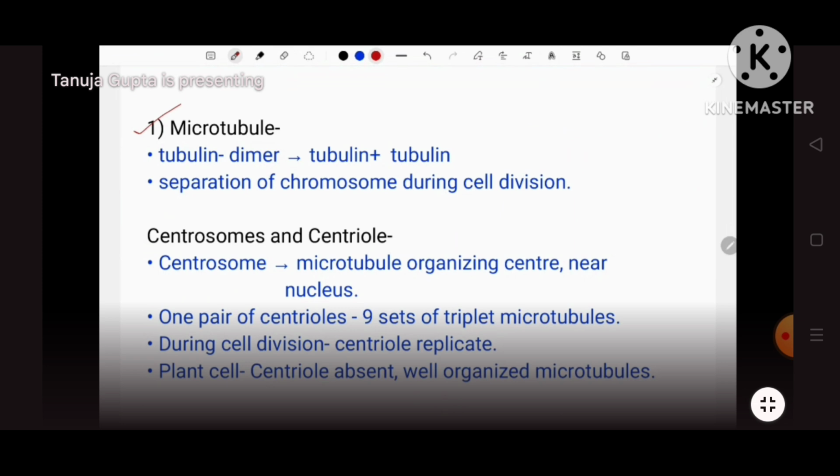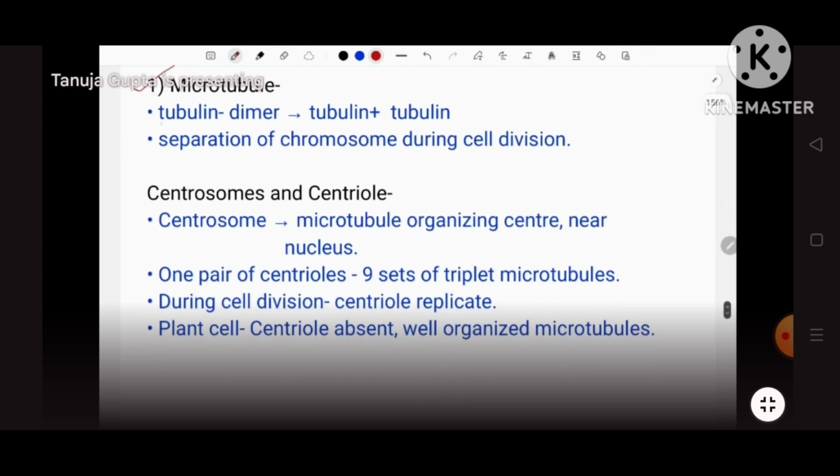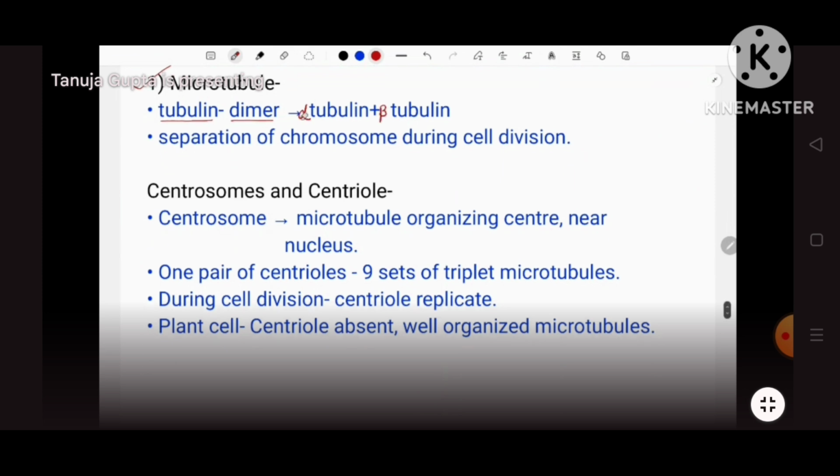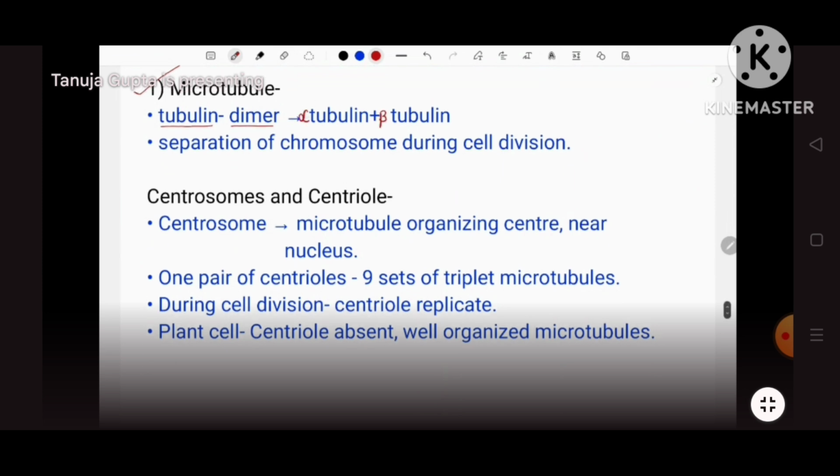So let's take microtubule in detail again. As I told you, it is made up of tubulin protein present as a dimer, with alpha tubulin and beta tubulin. See, this is called alpha and this is called beta. Now it helps in separation of chromosomes during cell division. First of all, what do you mean by cell division? It means what?